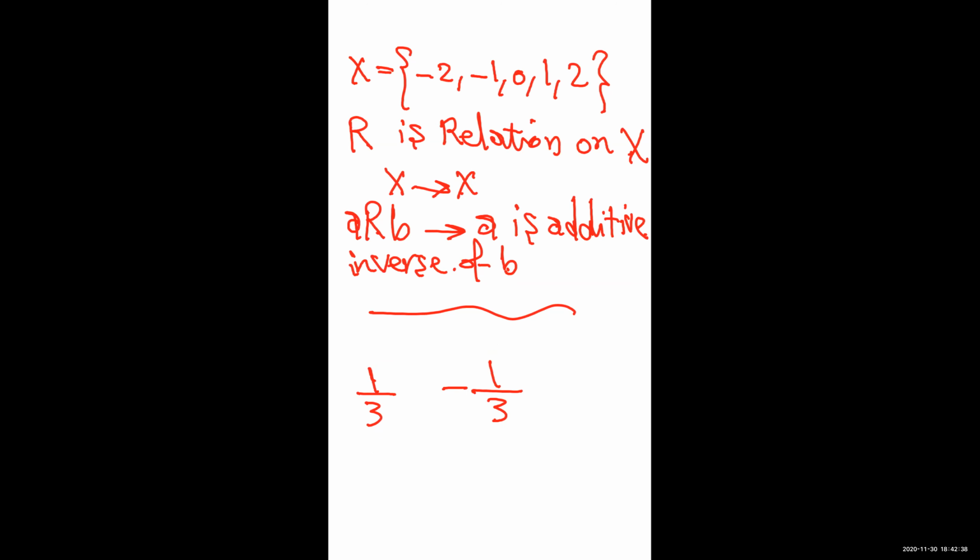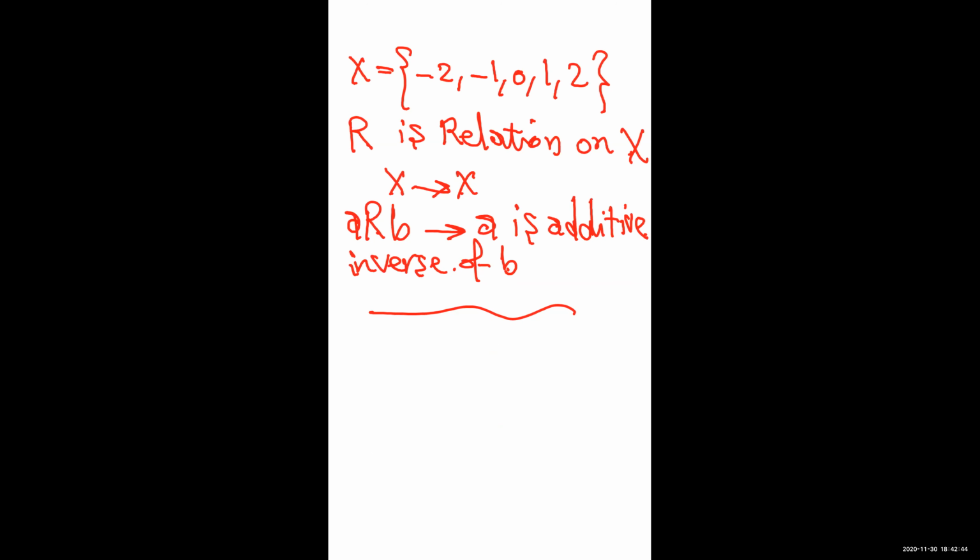So simply, a relation on X means X to X. We consider that there is another set which is X, and the relation is from X to X. Now the relation will equal the set of: the first term is -2, so the additive inverse will be 2. So -2 and 2. Then -1. What will be the additive inverse? It will be 1. Do we have 1 here? Yes, 1.